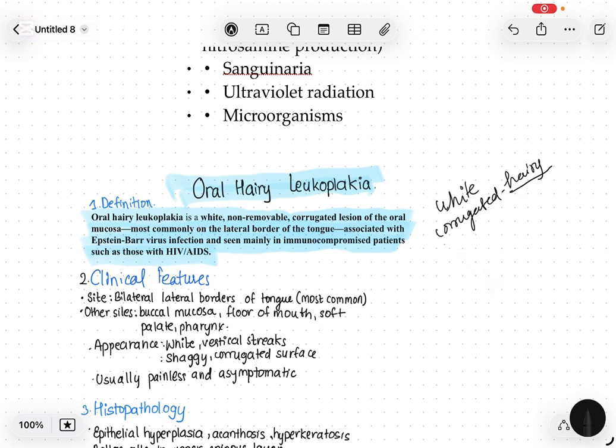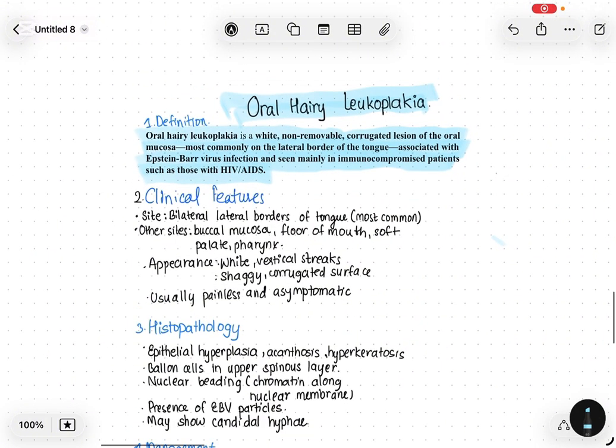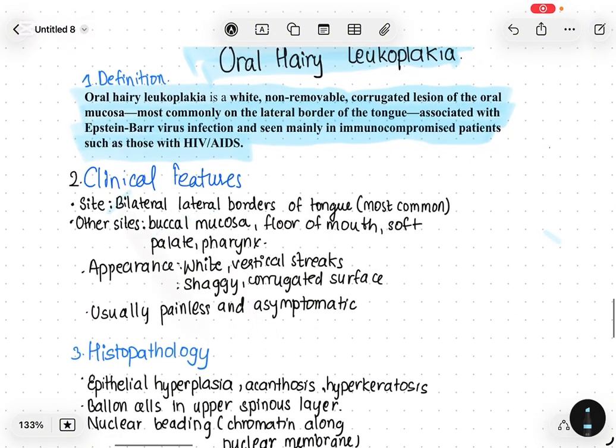Most commonly it is on the lateral border of the tongue. It is associated with Epstein-Barr virus, and mainly in immunocompromised patients such as HIV/AIDS. Okay, so that is it. Now let's move on to the clinical features. It is seen on the bilateral lateral borders of the tongue, and other sites are the buccal mucosa, floor of mouth, soft palate, pharynx.